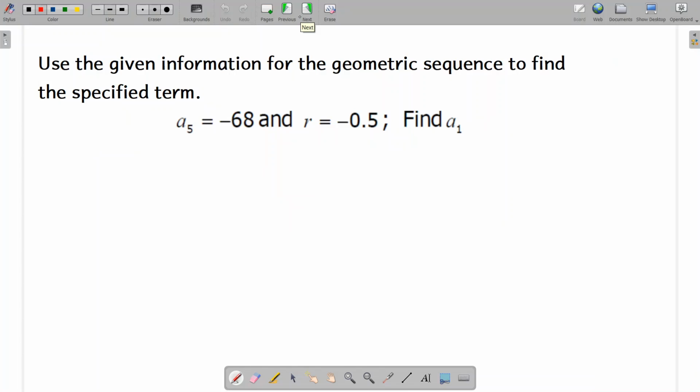Maybe you start with something like this instead. We have a little bit of different information given to us. We're not given a sequence, we're given the 5th term, and we're given the common ratio. The nice thing here is that it does tell us that it is geometric, so we know that we can apply that formula that we were using in the previous problems to help us out here.